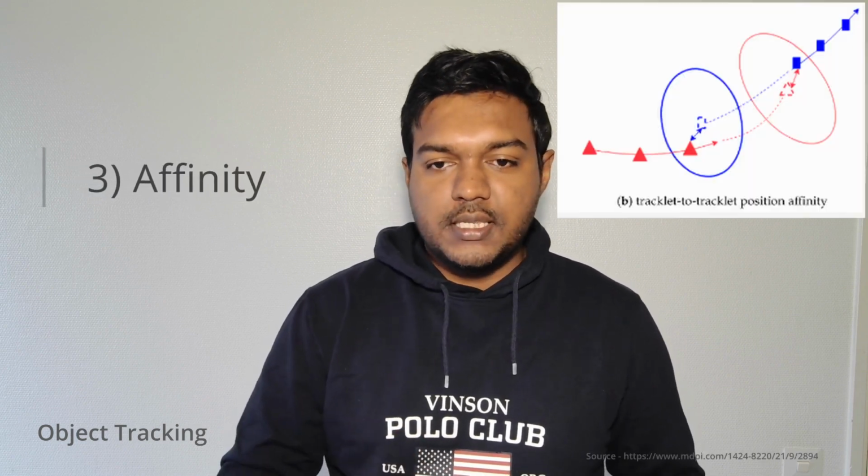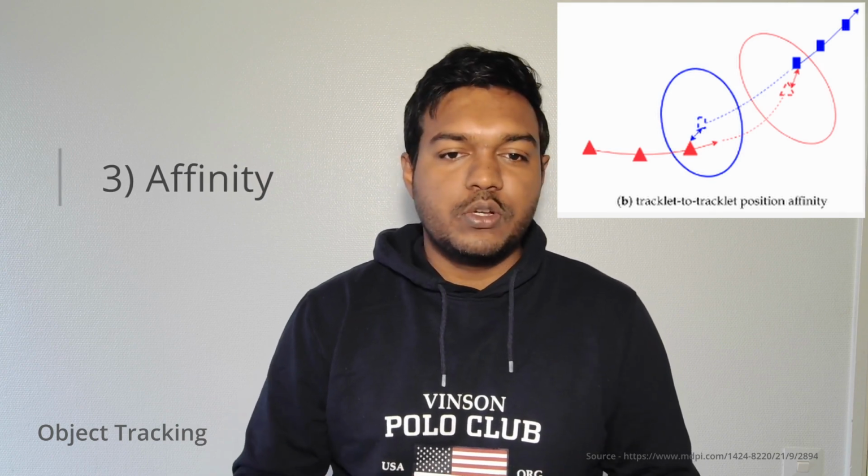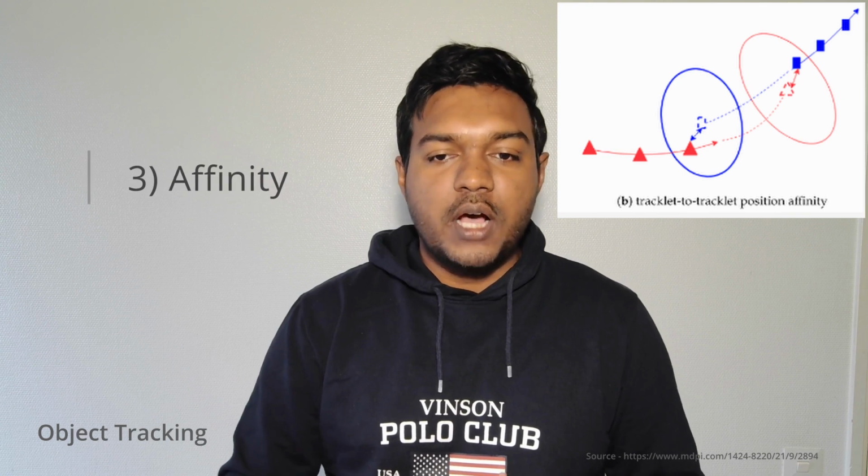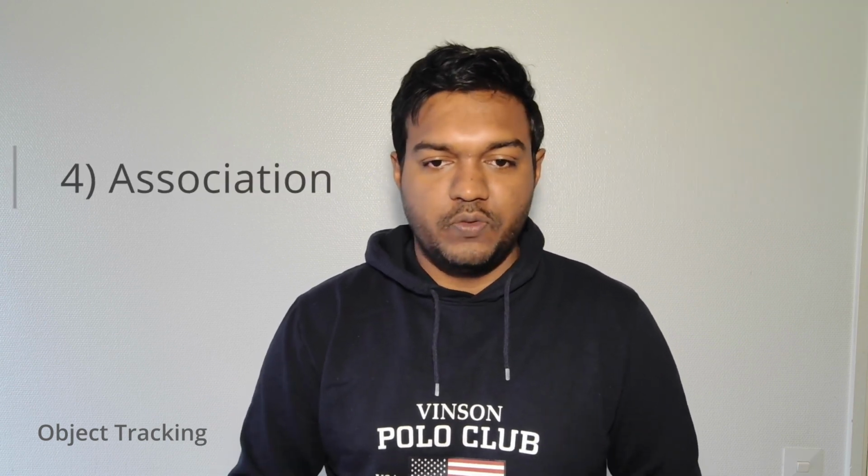Affinity stage is the third one. Here, features and motion predictions are used to compute a similarity or distance score between pairs of detections and tracklets. As for the final stage, which is the association stage, the similarity or distance measures are used to associate detections and tracklets belonging to the same target by assigning the same ID to detections that identify the same target.